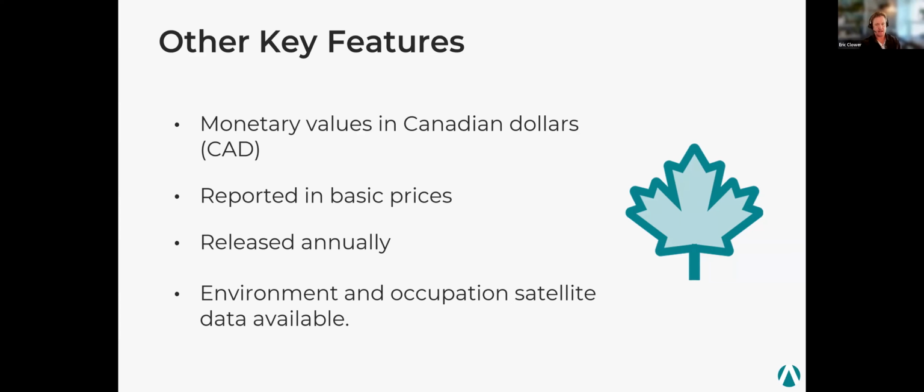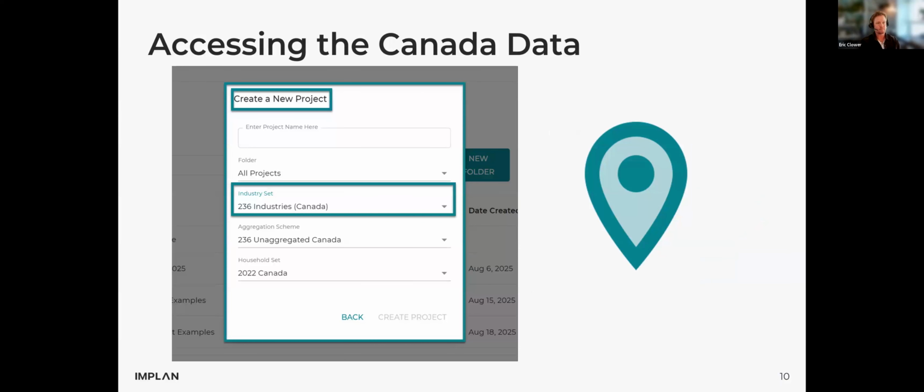IMPLAN Canada is released annually in accordance with Statistics Canada, and Ashley's going to talk a little bit more about that process of how the data is developed and put to use in IMPLAN. And then finally, with this new release, there's now environment and occupation satellite data available, which we are very excited about, and Ashley's going to talk about that a little bit more in depth as well.